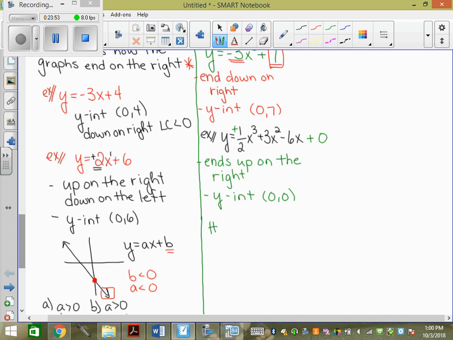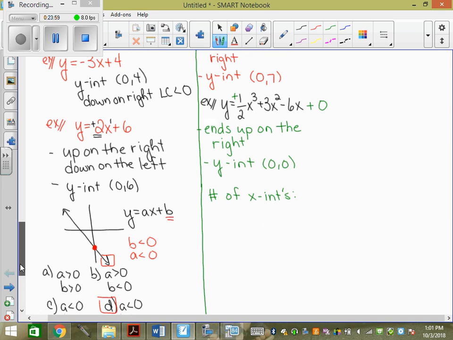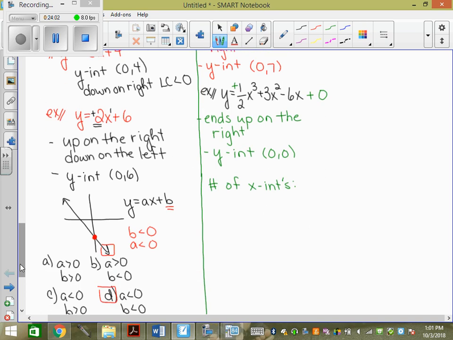What's my number of x-intercepts? Let's start at the lowest. Can I have no x-intercepts? No, because my arrows are in opposite directions. So at minimum, I have to have at least 1. So I could have 1. Could I have 2? Yep.